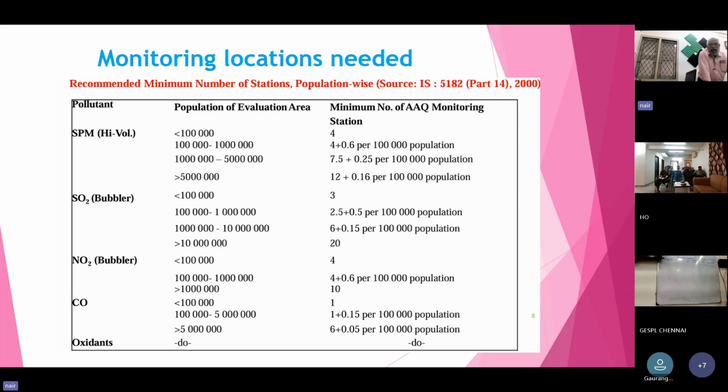You tell the laboratories, when you are selecting, at least what your method of sampling for the NO2 is. It is the bubbling method, because it will give more accurate results than the high volume. So this is for your information only. But it is not practical always. It is given in IS 5182 Part 14, 2000: recommended minimum number of stations by population. It is a minimum, so it may not be practicable always, but if possible, you think of it.